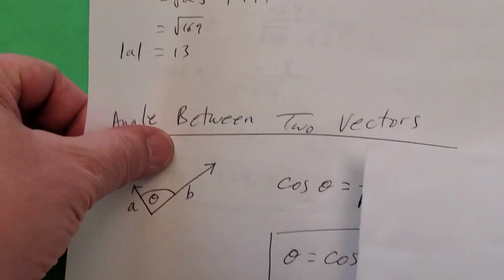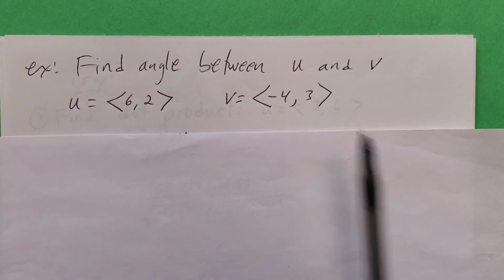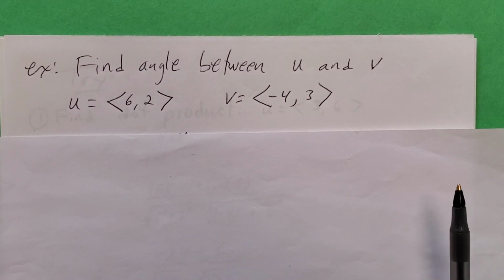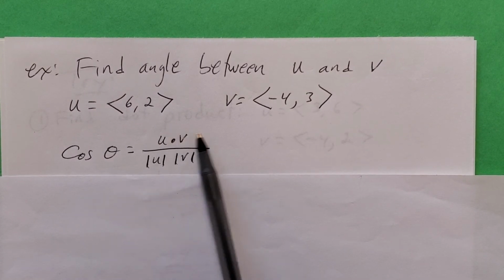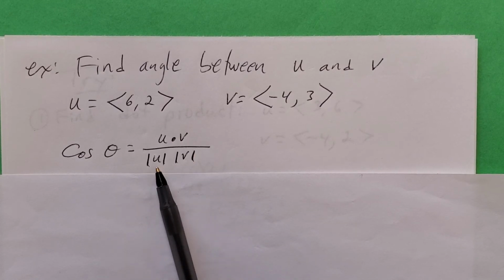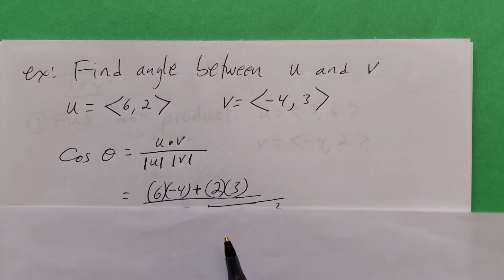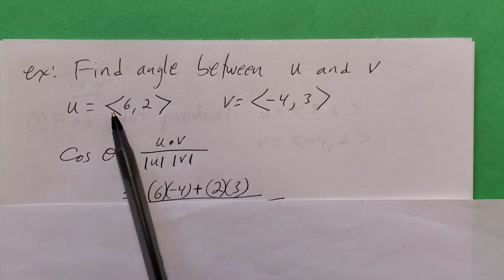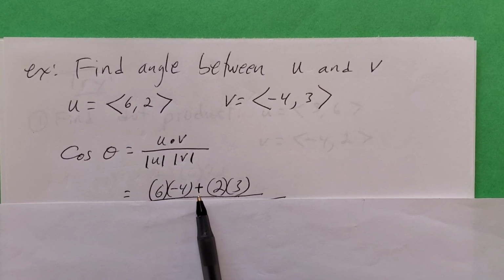I want to find the angle between two vectors. Here are two vectors. What is the angle between U and V? Well, going back to the formula in the box, right? Cosine of the angle is equal to U dot V. So I got to do that. And then I got to multiply the two magnitudes. So I got to find the magnitude of U, the magnitude of V, and multiply those for the bottom number. Okay? So let's do the top first. 6 times -4, 2 times 3, there it is, and then add the products.